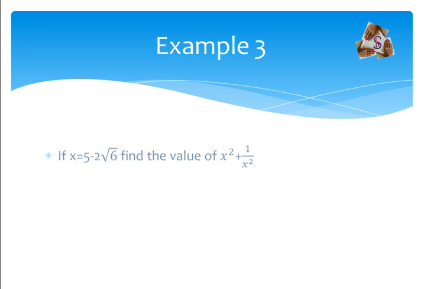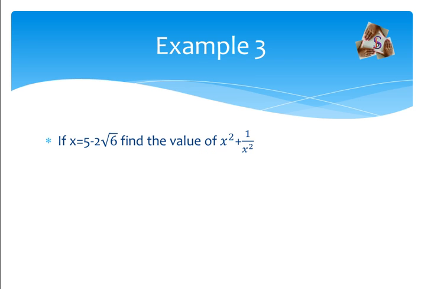Proceeding on to our next example, if x is equal to 5 minus 2 root 6, find the value of x square plus 1 by x square. We know the identity that x plus 1 by x whole square is x square plus 1 by x square plus 2. So therefore, I know x. I need to find 1 by x. So how can I find 1 by x? By rationalizing it and simplifying. So 1 by x is 1 by 5 minus 2 root 6. So what do I do here? How do I simplify 1 by x?